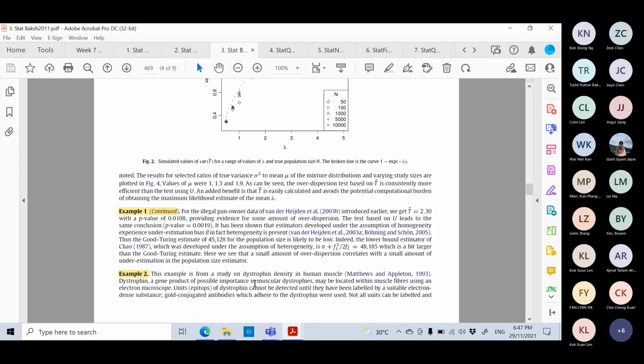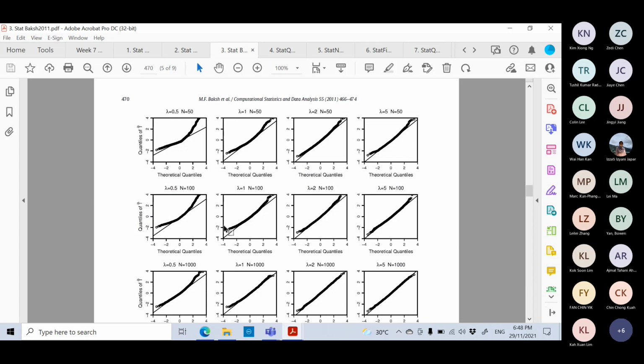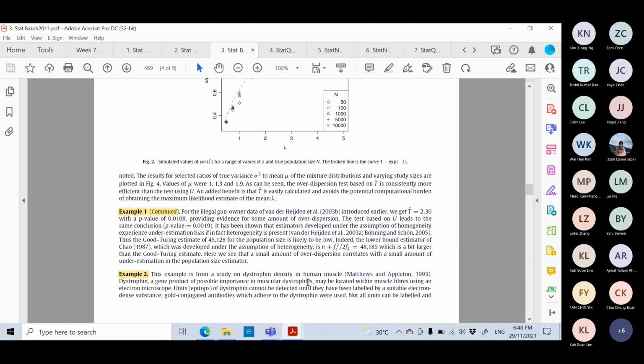Okay, for the second example, they also took the data set from Matthews and Appleton in the year 1993, and then they want to justify their techniques. Okay, so in the first example here, they get the data set from certain journals, and then they carry out their hypothesis test. So for the test itself, they provide you the p-value. Okay, then they compare with the existing technique to see whether they have the same conclusion or not. Okay, then in the second example they also do so to compare their techniques.